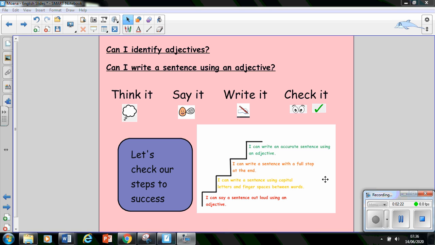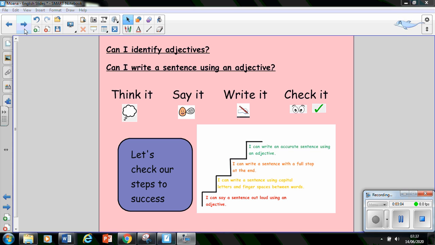Then you've got the next step in orange, which says I can write a sentence with a full stop at the end. Okay, so all our sentences end with a full stop. And then finally, you're going to be able to write an accurate sentence using an adjective describing your noun. So these are your steps to success, and I'd like you to make sure that you keep checking it as you write your sentence, all right? So remember, you're going to think it, say it, write it, check it, and then you're going to have these lovely steps embedded in your brains before you begin, all right?